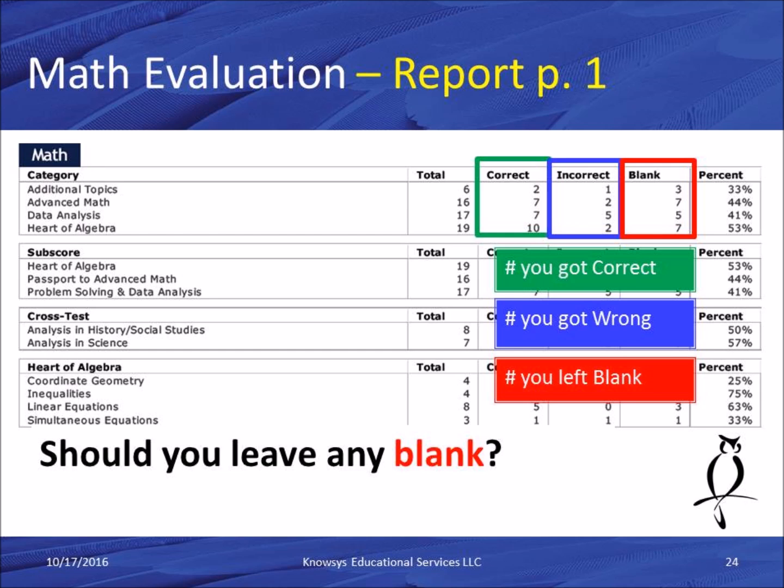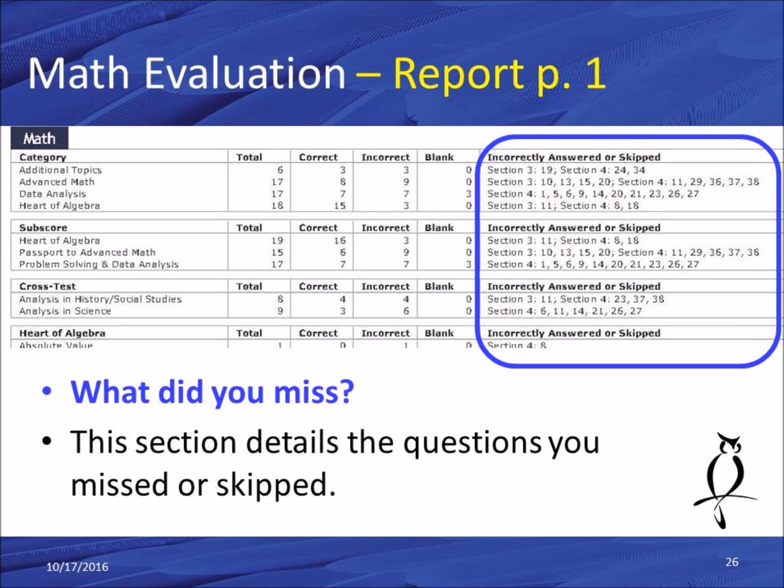Should you leave any questions blank? Definitely not. Why not? There's no wrong answer penalty, so don't leave anything blank. At least put an answer so that way you have some possibility of lucking into it and getting it correct. And the last column on the page will be incorrectly answered or skipped. So these are the ones that represent either the incorrect or the blank. So it tells you which section and then what question number if you missed it or you skipped it. So this gives you a lot of detail for you to go back and look at your test and figure out where your problem areas were.